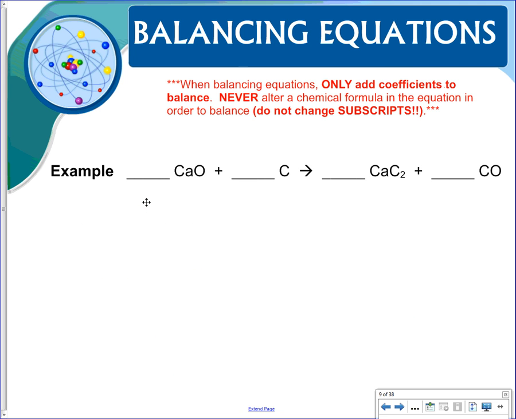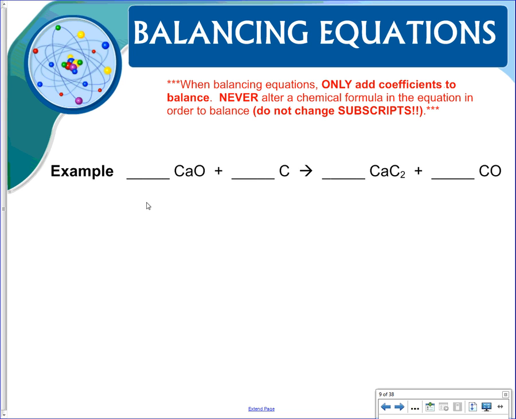When balancing equations, only add coefficients to balance. Never alter a chemical formula in the equation in order to balance. Okay, so for example, I cannot add a subscript like this. That is bad. You cannot alter that. It's not the same chemical if you do that, or compound. You can only add coefficients, which are the big numbers in front.